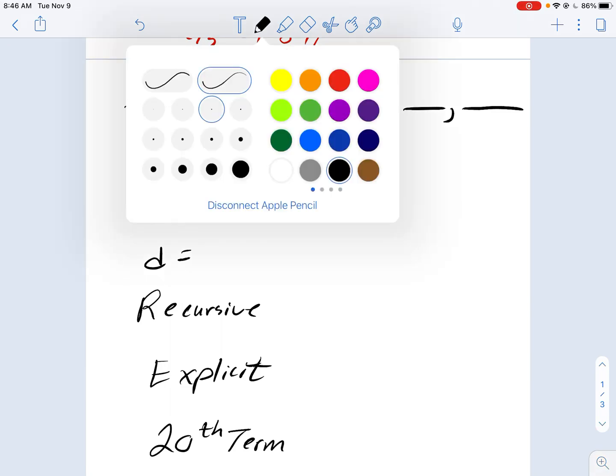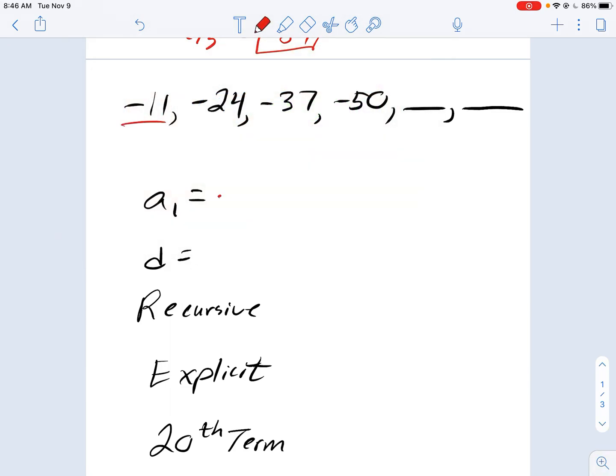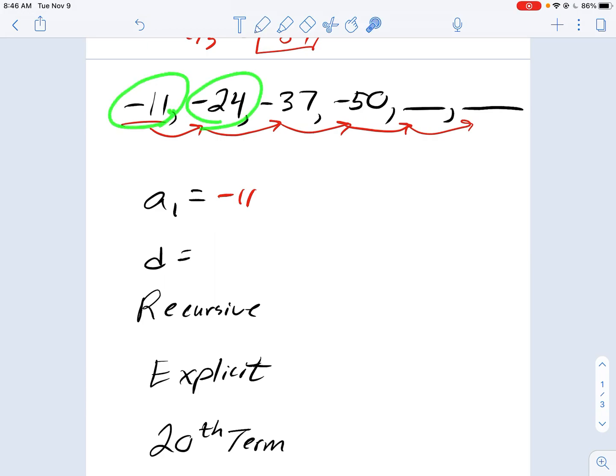Okay. Now, first term of the sequence, just the first number that we see, negative 11. Common difference is what do I have to do going from one number to the next. So negative 11 to negative 24. Okay. Now, if I forget how to do that, I could always do the right minus the left. So that means I could do negative 24 minus negative 11. Okay, minus negative 11 is a positive, so we actually end up with minusing 13 here each time.